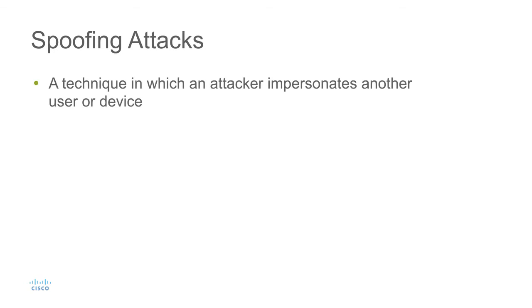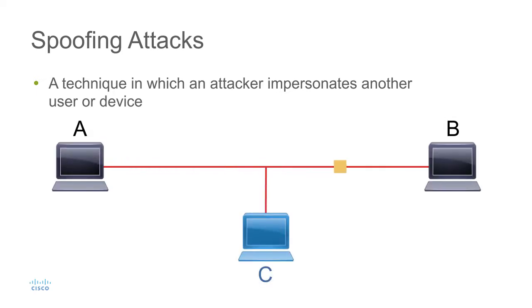Spoofing attacks are a technique in which an attacker impersonates another user or device on the network. It's easily depicted by using IP addresses. In this example, we have host A, host B, and host C. Host A and host B are having a conversation, and A's address is 10.1.1.1. B's address is 10.1.1.2, and C starts talking to B and says his address is 10.1.1.1.